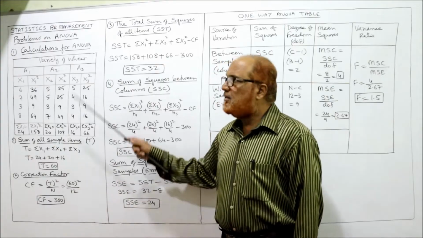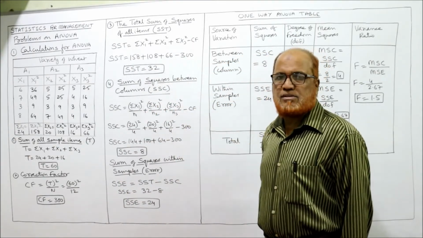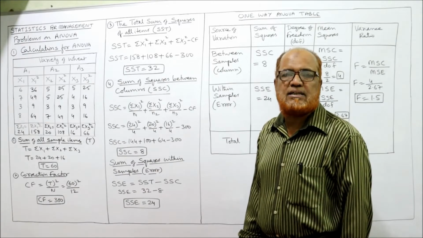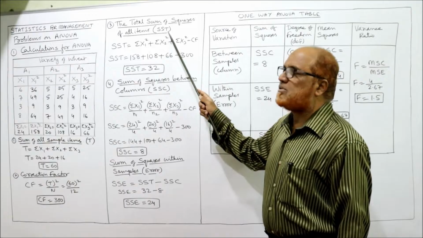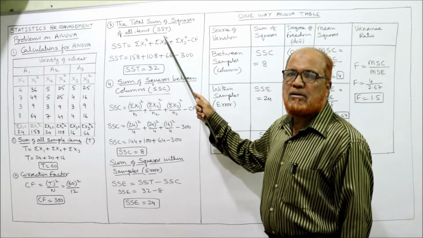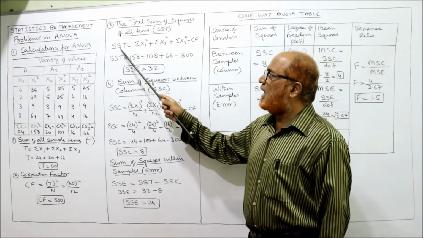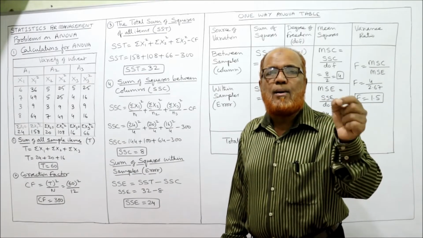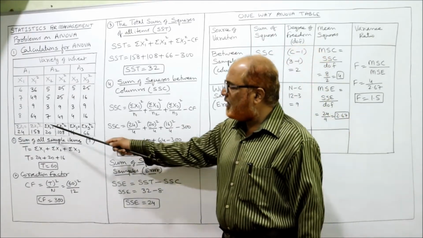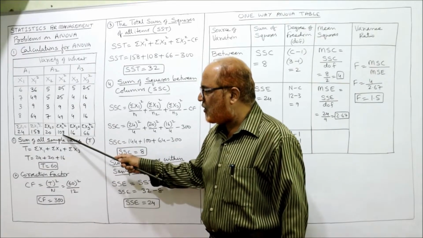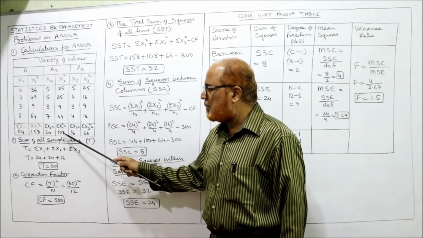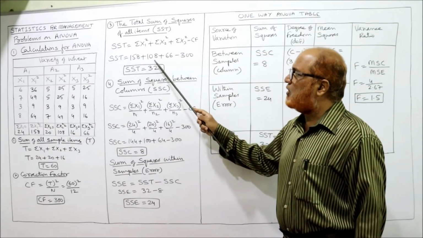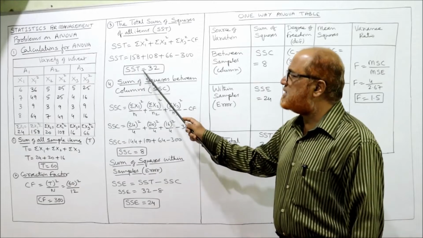Two steps we have completed. Third step, the total sum of squares of all the items, denoted by SST. SST is equal to summation x1 square plus summation x2 square plus summation x3 square minus correction factor. Here x1 square is 158, x2 square 108, x3 square 66. So 158 plus 108 plus 66 minus the correction factor 300, that is 332 minus 300, which is 32. What is this 32? SST.